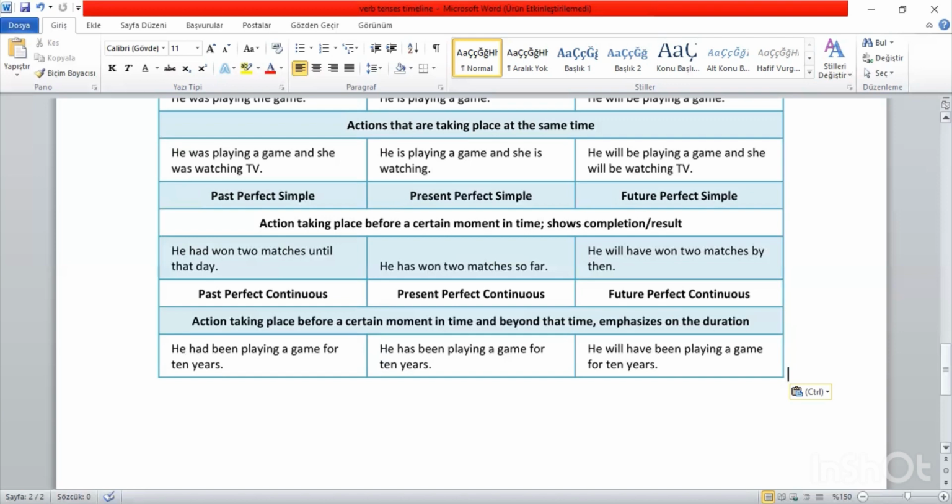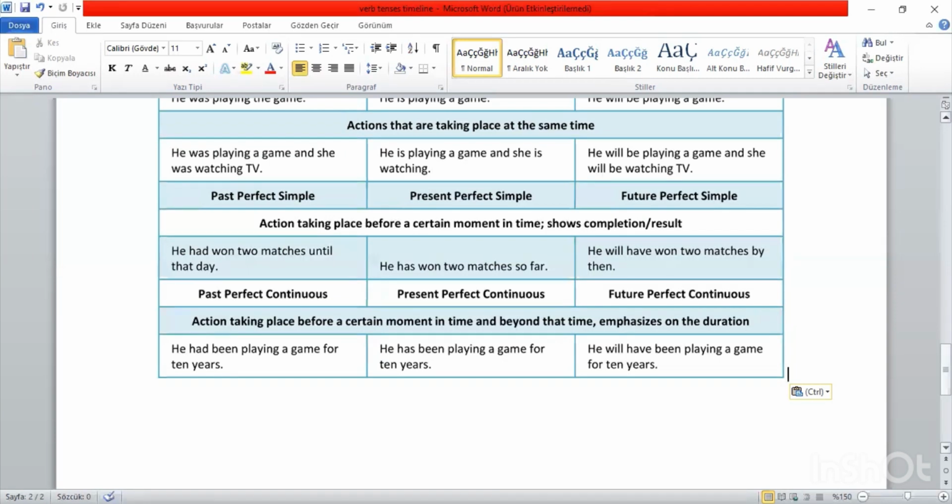So past perfect continuous tense, present perfect continuous tense, and future perfect continuous tense. These are the perfect continuous tenses in English. The common idea of perfect continuous tenses is the answer to how long. It describes an action taking place before a certain moment in time, and beyond that, it emphasizes the duration.